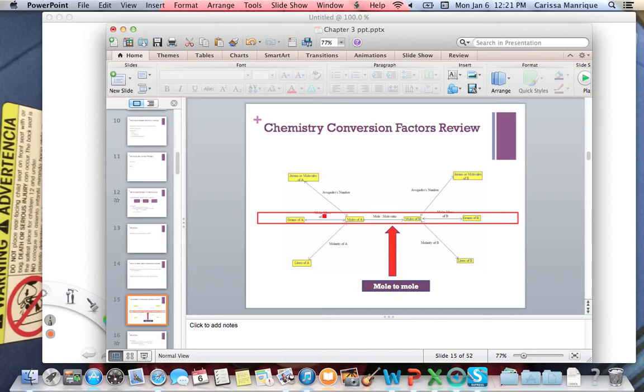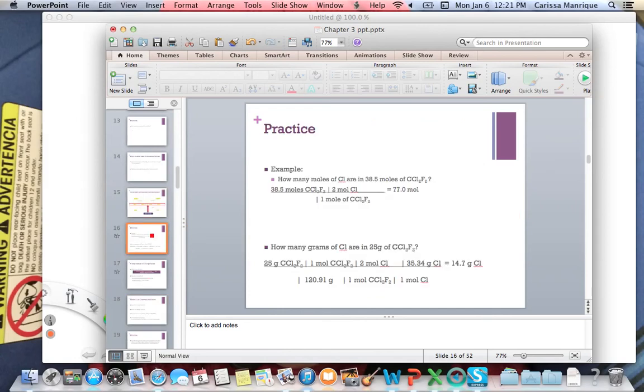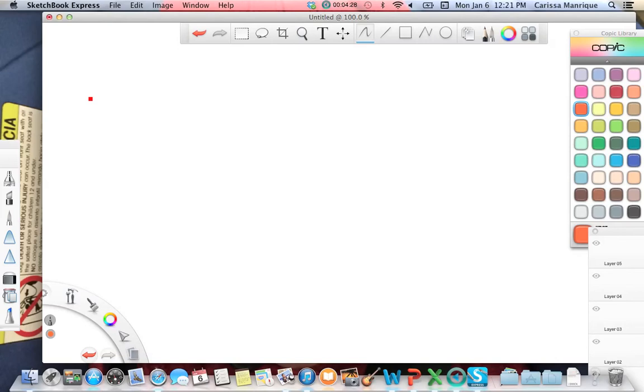So we're going to go from a gram to a mole. Anytime you're going from a gram to a mole or a mole to a gram, you use molecular weight. Mole to mole is a ratio, and mole to gram, again, is molecular weight. Let's look at an example. Before we do a whole long example, let's do a short one. Let's just do a mole to a mole. So we're going to go from moles of A to moles of B. So we have 38.5 moles of CCl2F2, and we want chlorine moles. Let's see what that looks like.